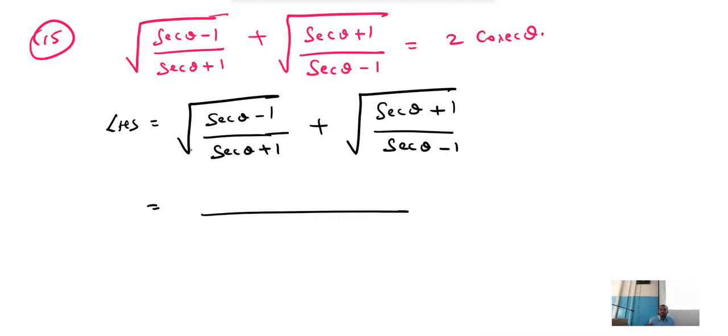Forget about root. रूट को छोड़ो बेटा, रूट को छोड़े तो अब क्या एलसीएम बचा? Secant theta plus 1 into secant theta minus 1. Correct, no? Just put root because root is common for both the sides. Correct? Yes or no? Now this entire term multiplied by secant theta plus 1 into secant theta minus 1. So what is left out in the numerator?